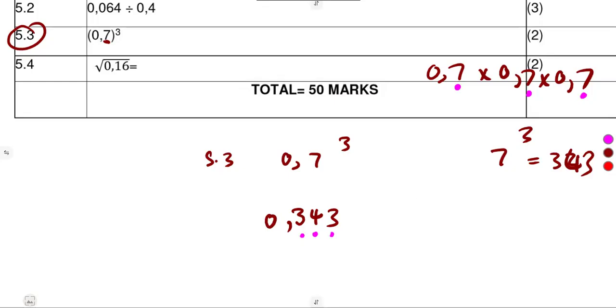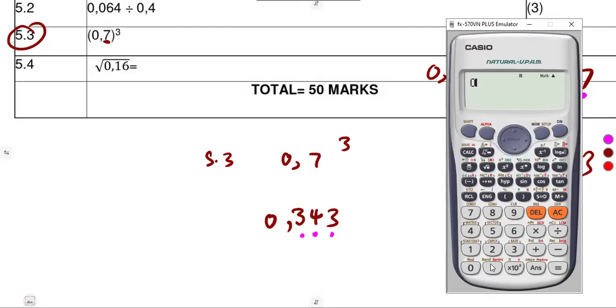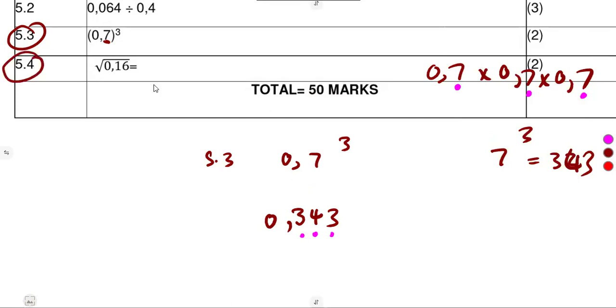So you're not supposed to lose these marks. The calculator is there, 0.7 to the power of 3. You can get that as it is. Look, same answer. All right, we talked about this part of a square root.